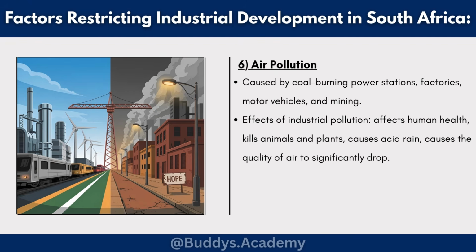Now, our sixth factor will be air pollution. Now, this is going to be caused by your coal burning power stations, by your factories, by your motor vehicles, and by mining. And there are numerous effects of your industrial pollution. So think about how it's going to affect human health. It's going to kill animals and plants. It's going to cause acid rain. Remember, we spoke about acid rain in a video that we did quite a while ago. We spoke how acid rain is going to damage buildings, it's going to kill plants. And your industrial pollution is also going to cause the quality of air to significantly drop, which is going to reduce the overall quality of life.